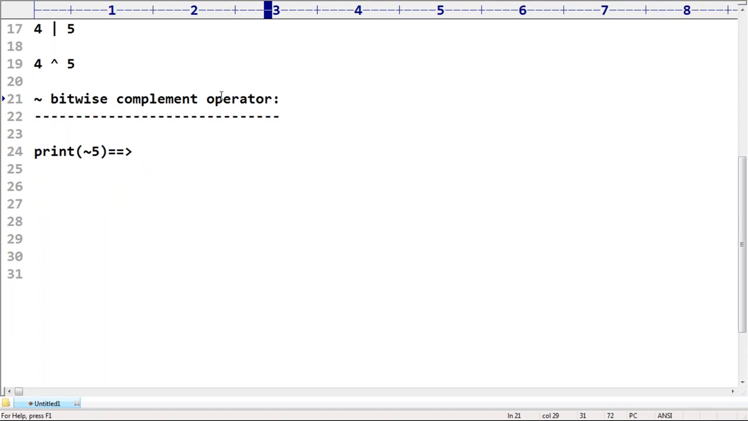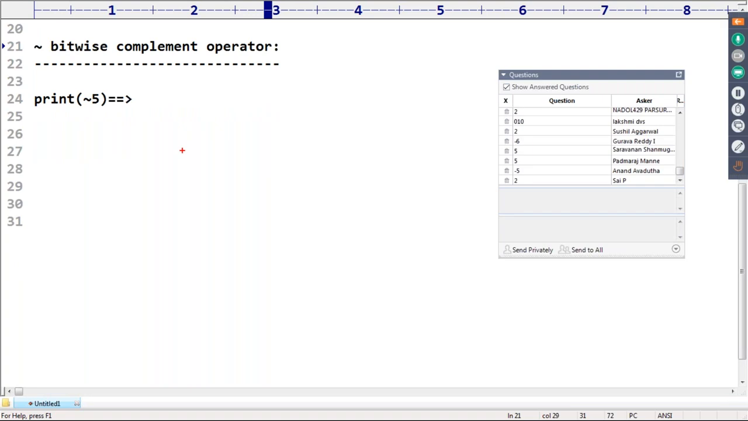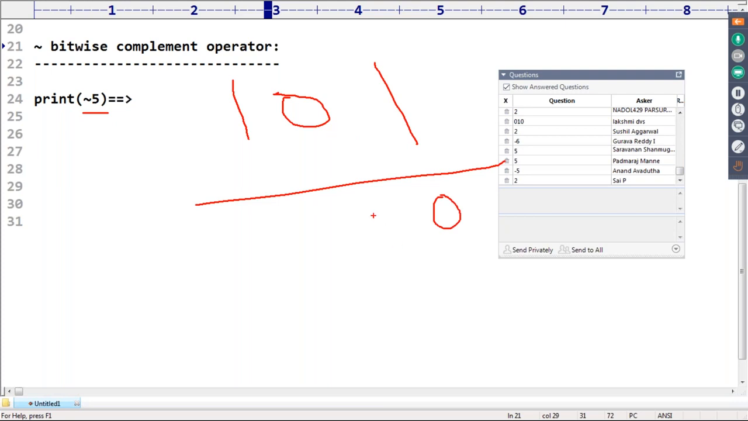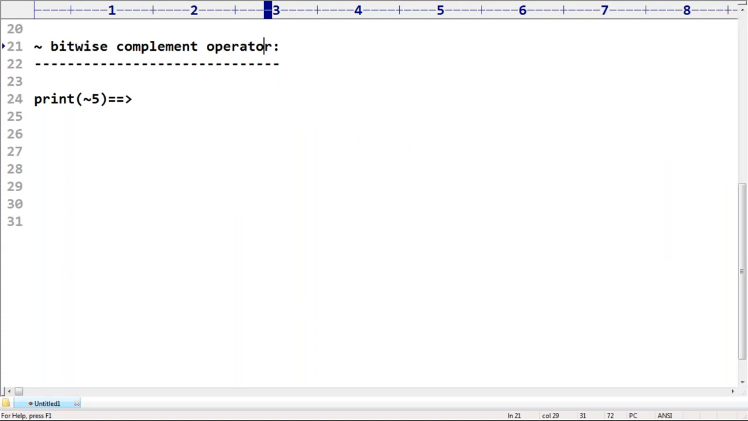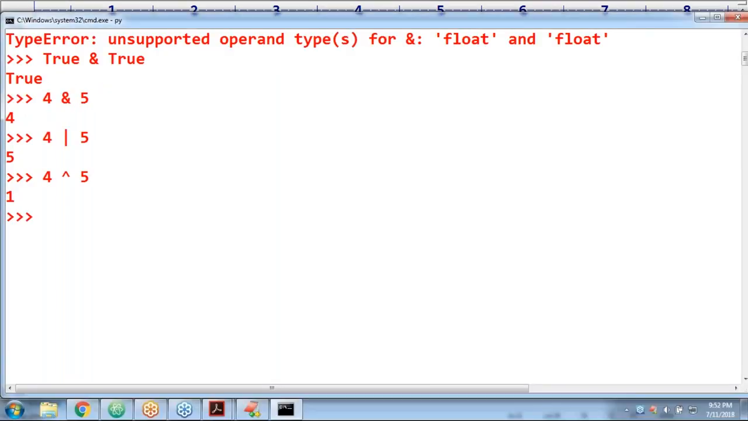Maybe somewhere in the next level I may cover what output you get by default and what it means. Observe that. Most people are going to feel that negation of 5 means 101, and negation means complement: 1 becomes 0, 0 becomes 1, 1 becomes 0, so the output would be 2. Some people feel like that. But the answer we are going to get is -6.